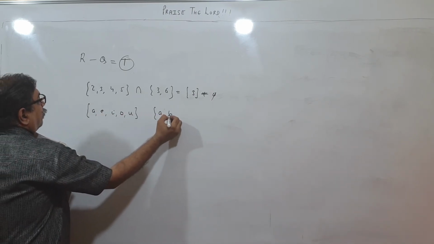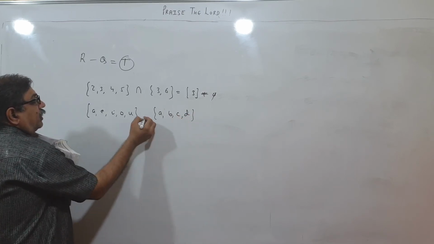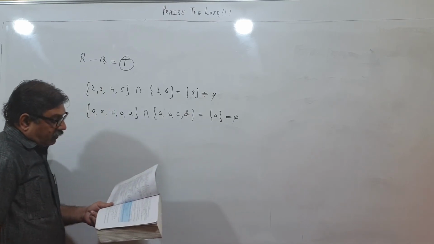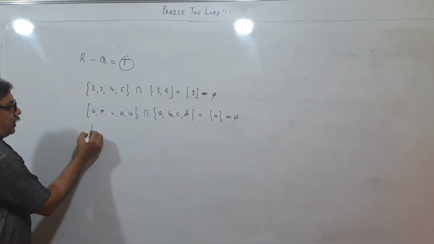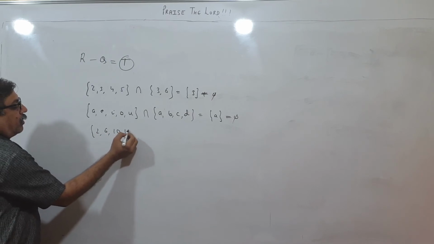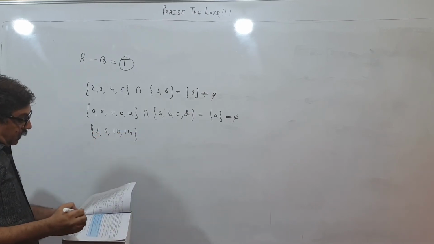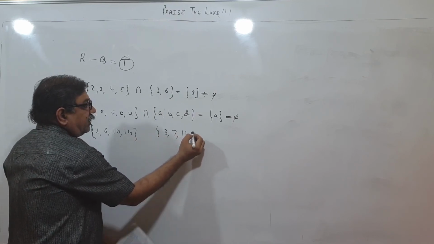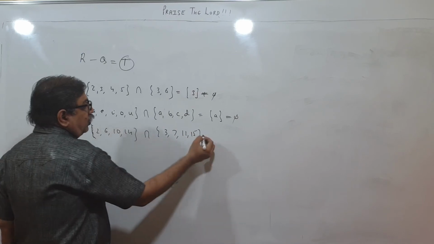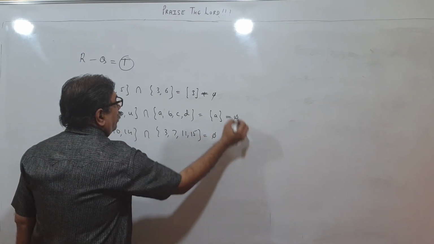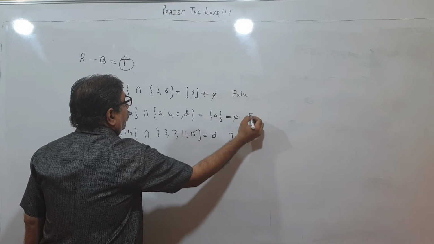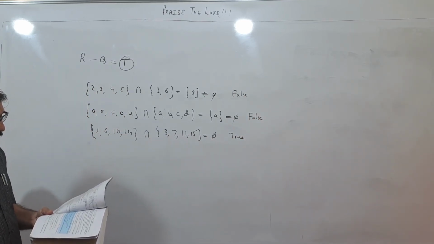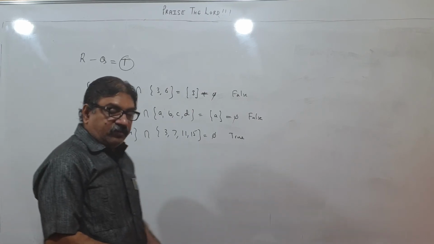A, E, I, O, U and A, B, C, D. Is there any element common? What is the intersection? Set A, which is not a null set. 2, 6, 10, 14 and 3, 7, 11 and 15. Anything common? No. So this is true. This was false. This was false. This is true because no element is common. So like that. Okay children.